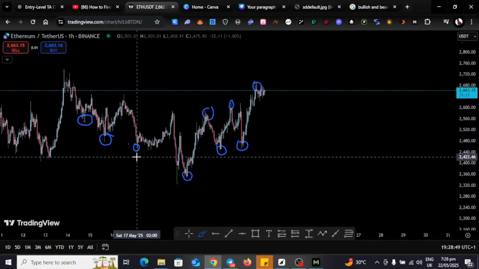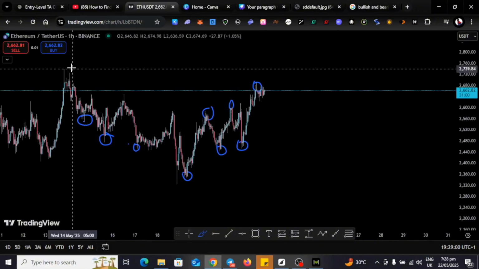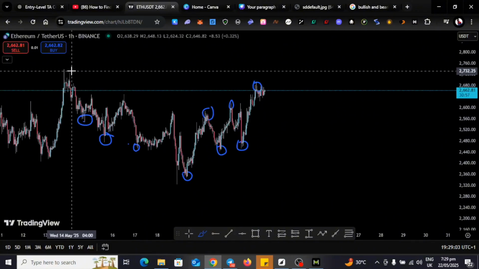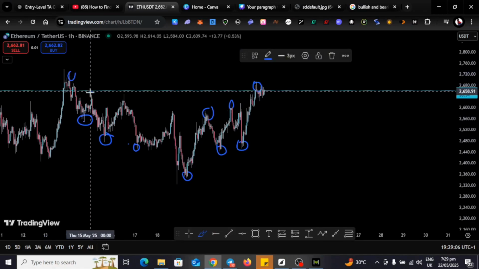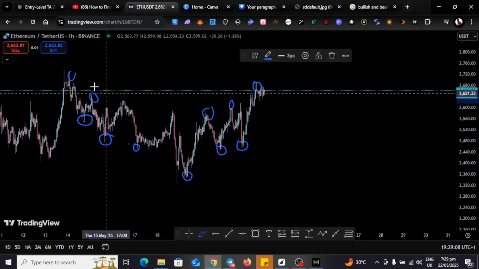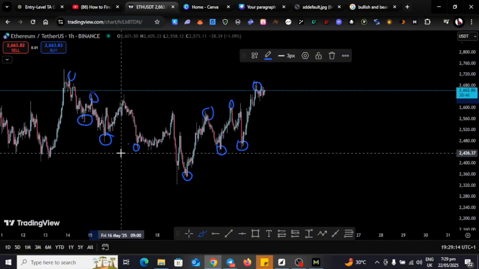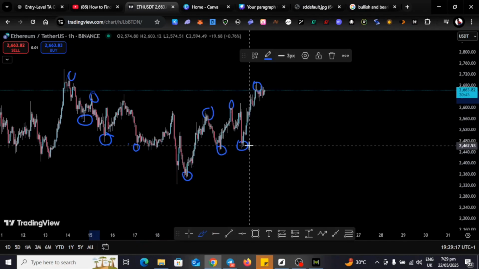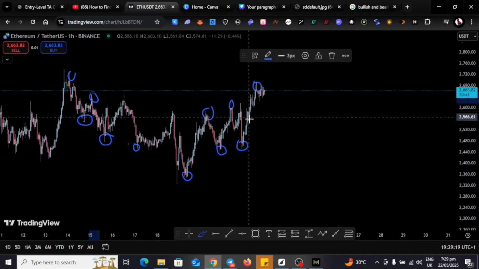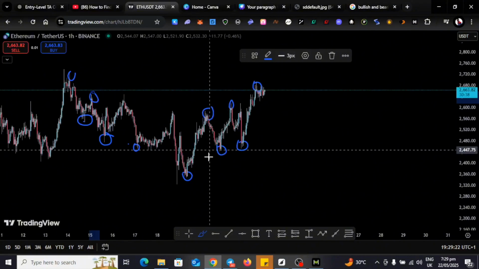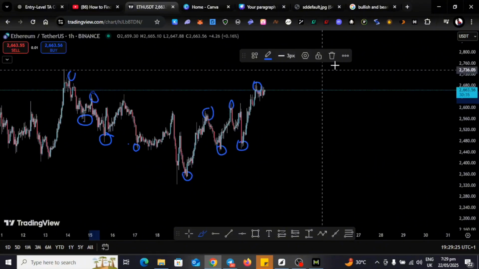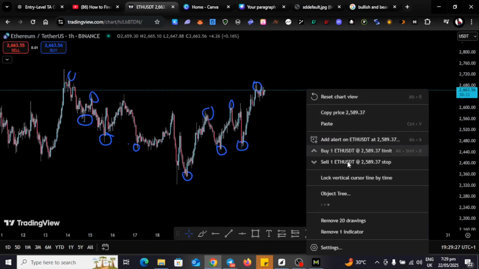When a chart is printing lower lows, it means the current movement, the trend, is a downtrend. And when it creates higher lows, this is a high, this is another high, but it's still lower than the previous, so this is a lower high. So it's creating lower highs and lower lows. That is a downtrend. But when it's creating a higher high, this is a higher high, it means the market is trending. So let's delete all these drawings and identify our trend line.